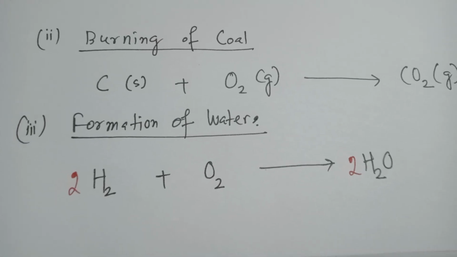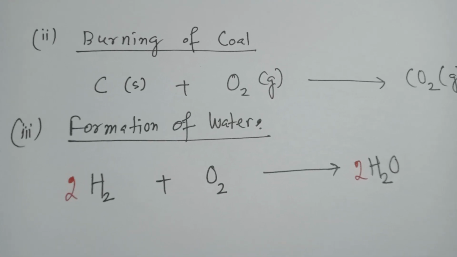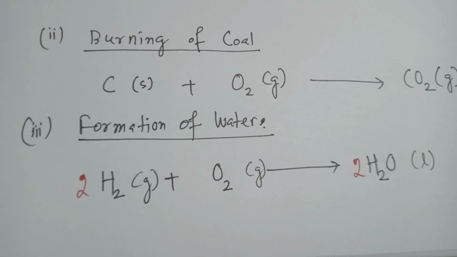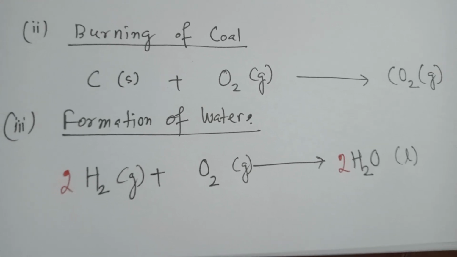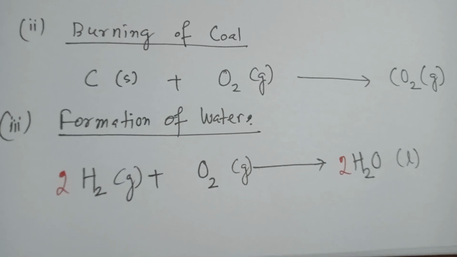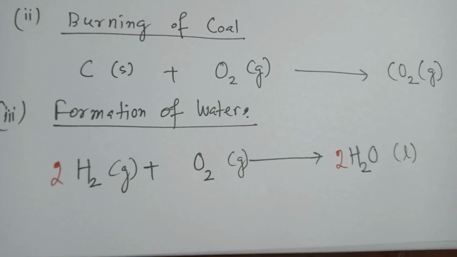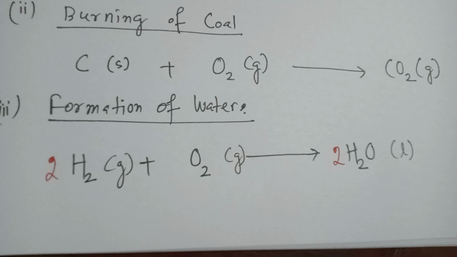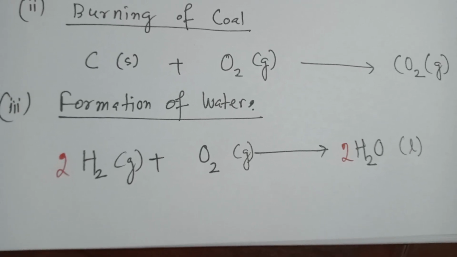Third example we are going to discuss here is formation of water. Water is formed from the gases hydrogen and oxygen. Hydrogen and oxygen combine together to form water, which is liquid. So this reaction is balanced. For balancing, we have multiplied 2 in the water side and 2 in the hydrogen side, in the reactant side.